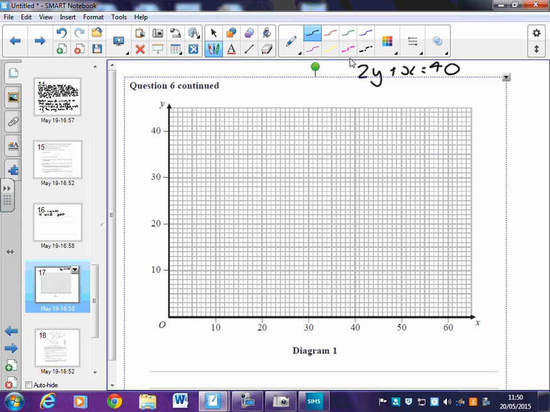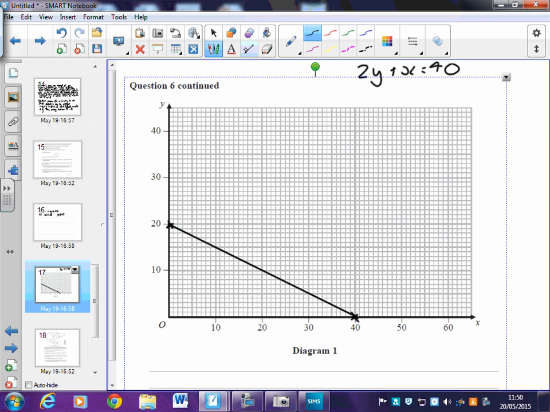If x was 0, I would get 2y equals 40, so y must be equal to 20, so I've got this coordinate here. And if y was 0, that would mean x is equal to 40, so I've got this coordinate here. Get a ruler, nice straight line, and join that up.